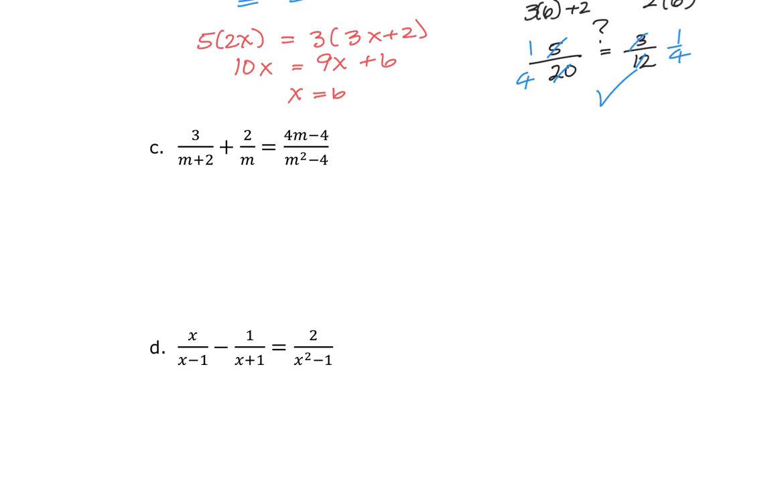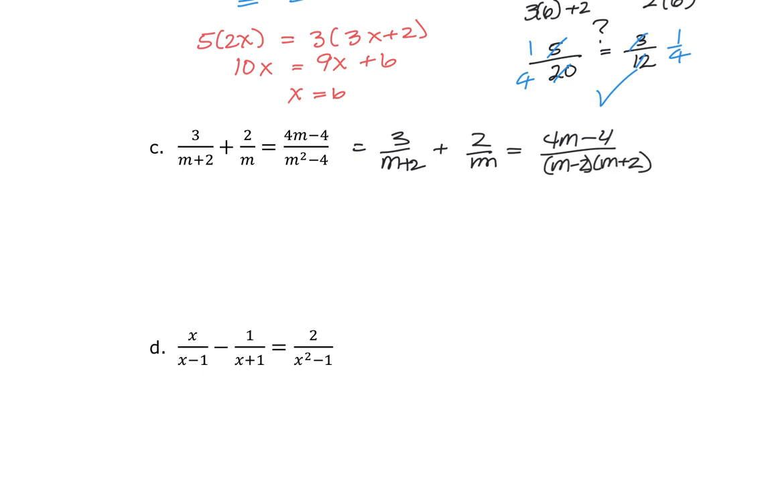If we take a look at part C, we're going to find our lowest common denominator. But in this case, I'm going to have to factor first before I find my lowest common denominator because this is not completely factored. So I'm going to go ahead and rewrite this as 3 over m plus 2 plus 2 over m is equal to 4m minus 4 all over m minus 2, m plus 2.